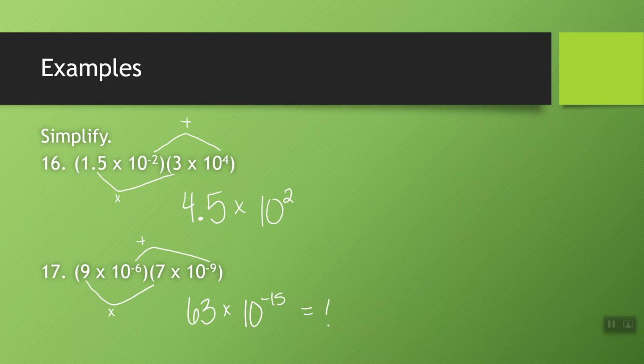This is too big. So I'm going to rewrite it as 6.3 times 10 to the, remember how we do this? We've made this number smaller, so I need to make my exponent bigger. We've divided by 10, so I need to include multiplying by 10 out here, which means I am going to raise it by 1. Now be careful, those exponents are negative. So adding 1 to negative 15 is negative 14. So we get 6.3 times 10 to the negative 14th.